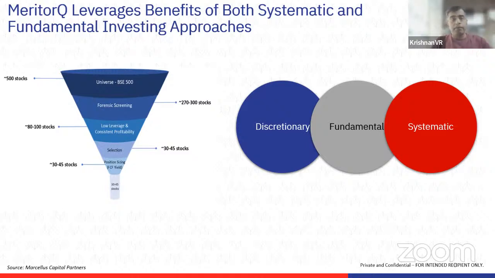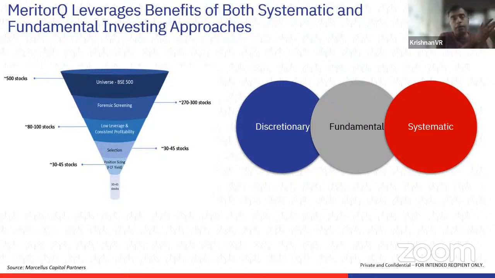Similarly, when you're talking about forensics, we have explained this in the past. Our forensics filter is something I would say very unique to Marcellus, where we look for essentially companies with clean accounts. Essentially, we are looking for companies who are presenting their financial statements in an objective way, and they're not cooking their financial statements. So we are looking at a number of ratios to do this. For non-financials, we look at 10 ratios. For financials, we look at another 10 ratios, a different set of 10 ratios.